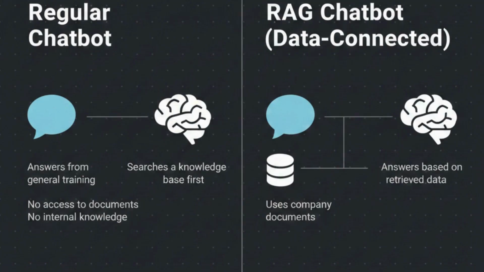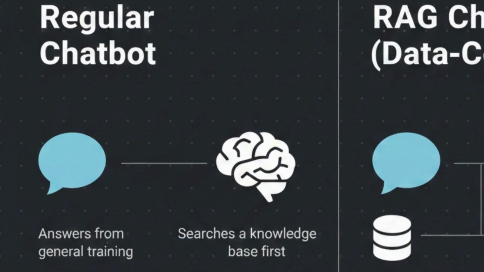Let's just start off with the regular chatbot. Here, the user asks a question and the AI responds directly from its general training. There is no extra step in between. That means the chatbot is not checking any documents, it's not searching a database, it has no access to company files, policies, or internal knowledge. So whatever answer you get is based purely on what the AI already knows from the training data.